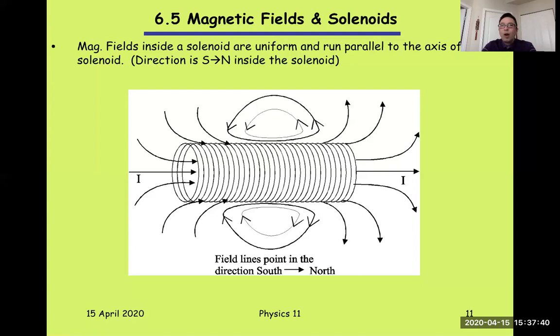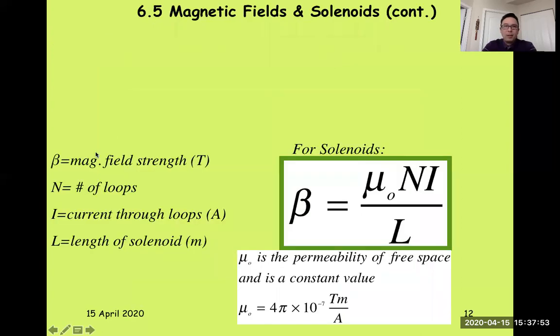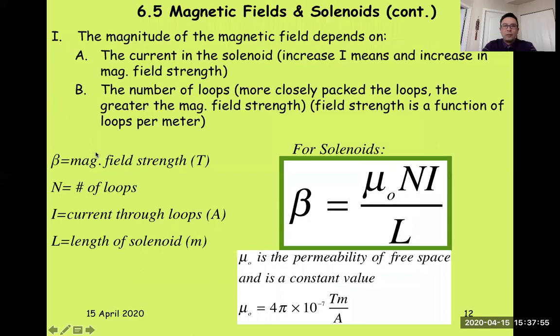Now, how strong is the magnetic field inside or around the mouth, that's the hole, of the solenoid? Well, we've got an equation for that. Of course, it's physics after all. Here is that equation. It looks complicated, but it's really not. This is magnetic field strength, beta. People do use the symbol B, but it's actually beta.